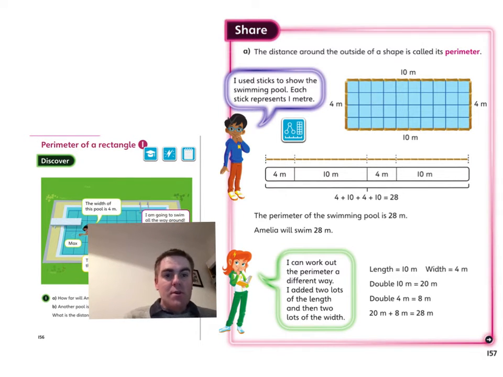There is of course another way to work it out which might be quicker, and this little girl shows it here. She says, "I added 2 lots of the length, which is 2 lots of 10, and then 2 lots of the width, which is 2 lots of 4, double 4, and then I added the final bits together. 20 add 8 is 28," which is a lot quicker. If you're looking at rectangles, it's a lot quicker to do.